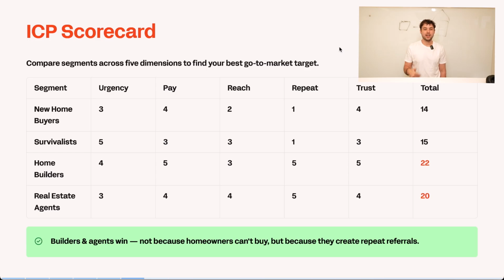But if you just do a simple scorecard like this, you kind of just make up the number based off of how you feel. You just assess each segment based off how they would feel in this moment, and then give it a score 1 out of 5. You can get a high level understanding of who your best ICP is with this scorecard.